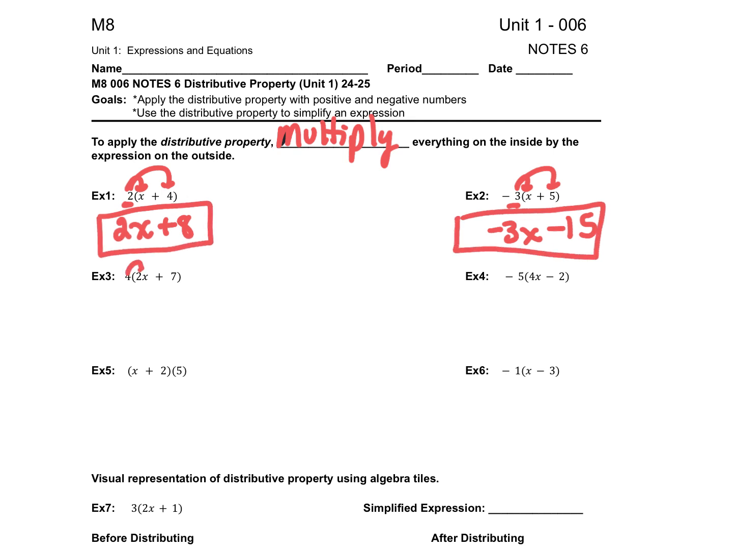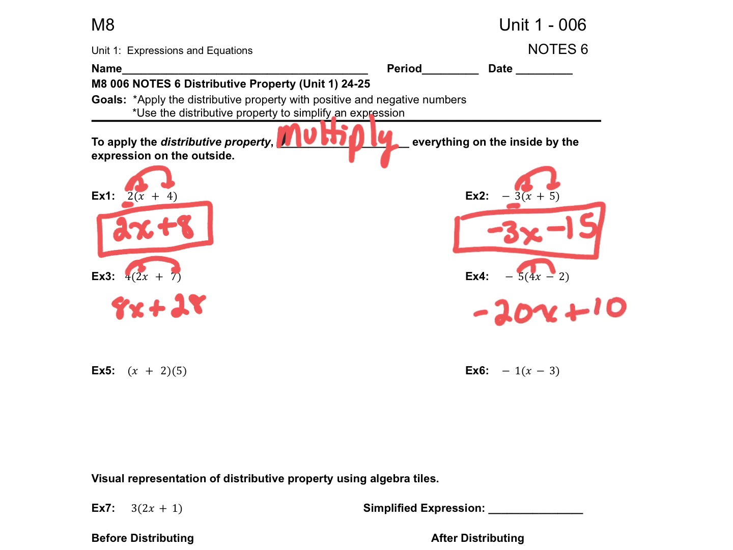Okay, you do the same thing. This is 8x plus 28. Negative 20x plus 10.